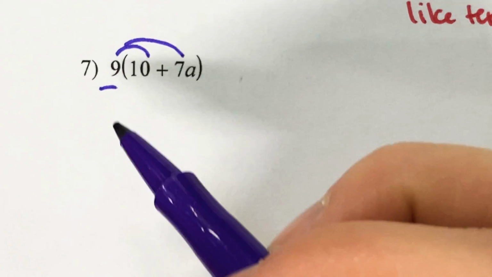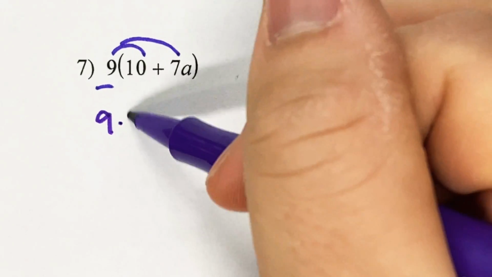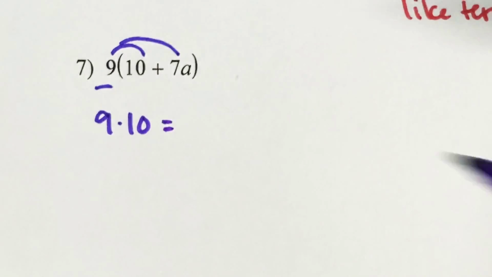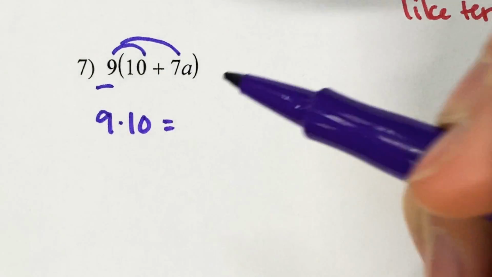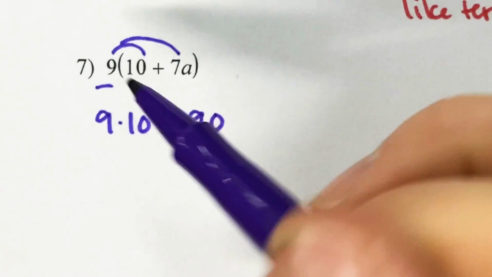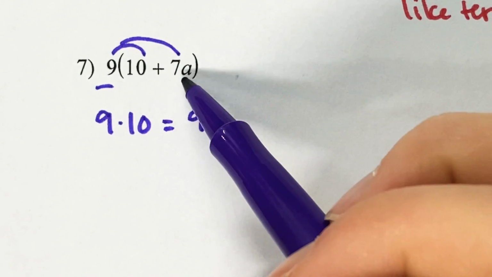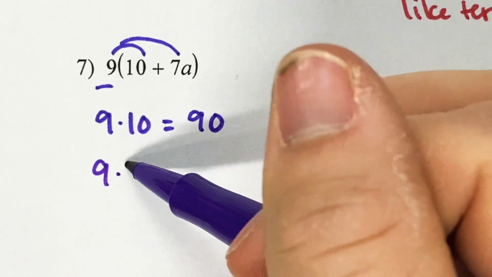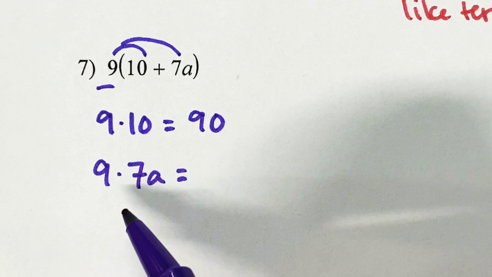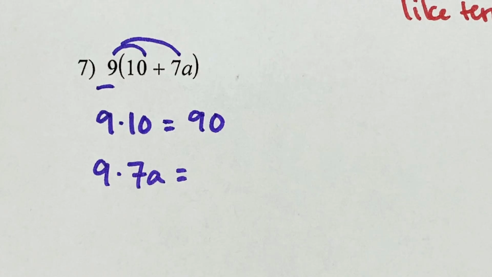So let's take the first term. We have 9 times 10. What's that going to give me? It's just going to give me 90. Now let's take our second one. The 9 has to multiply by positive 7a, so 9 times 7a. Let's look at the 9 and the 7 first. What is 9 times 7? I'm actually going to double check this on a calculator.